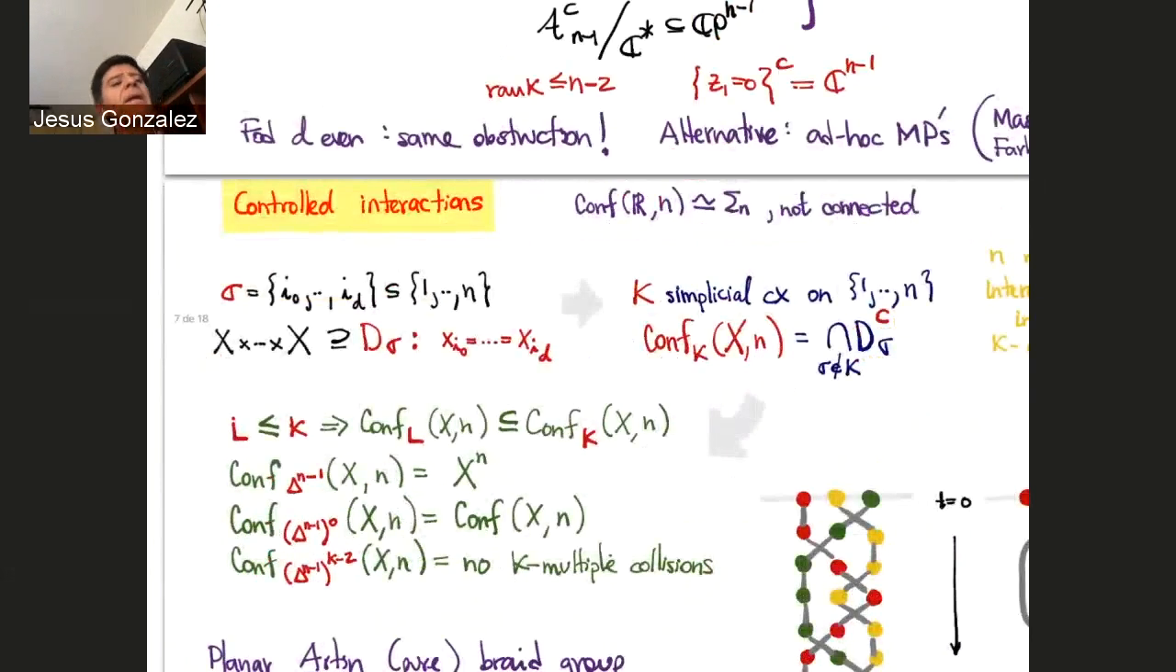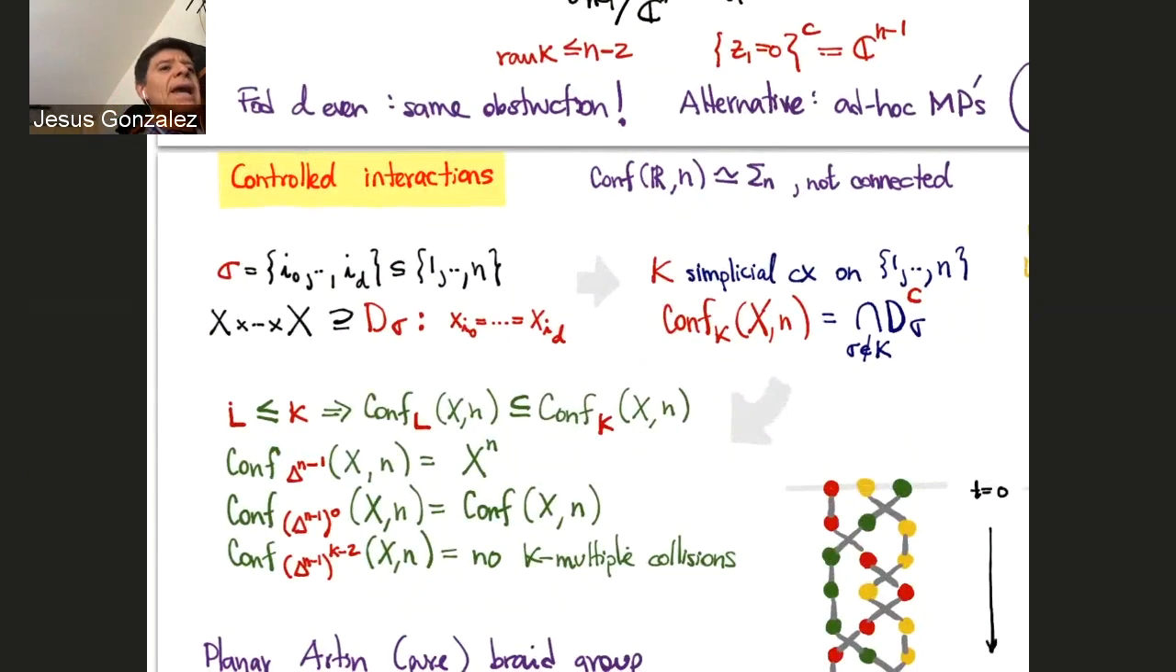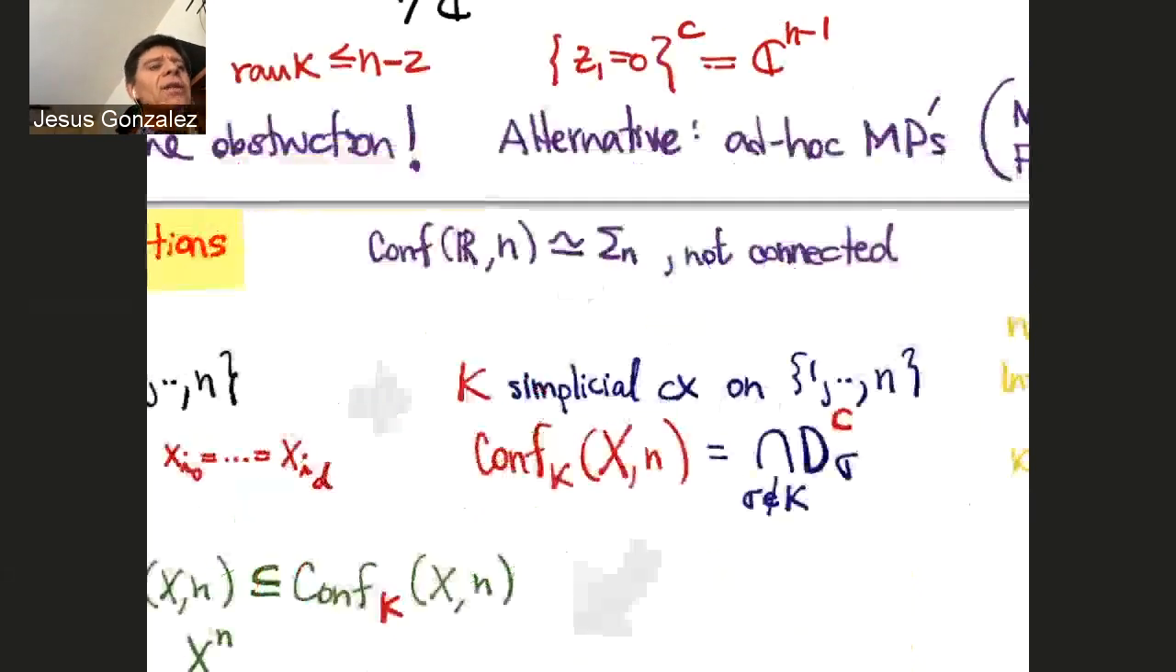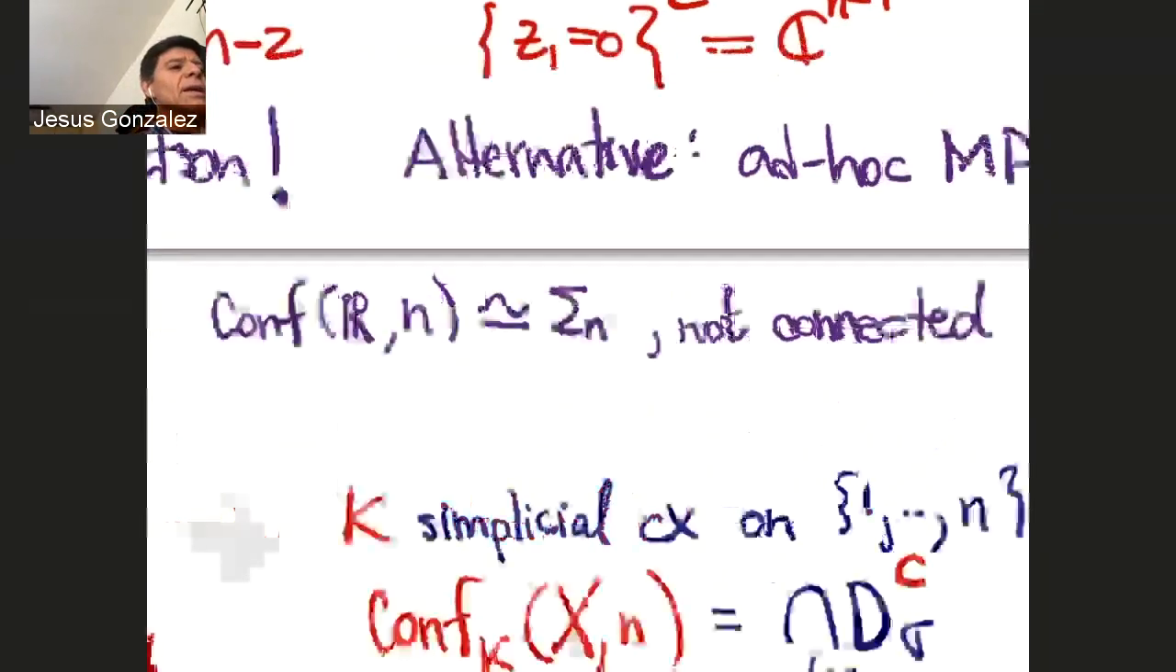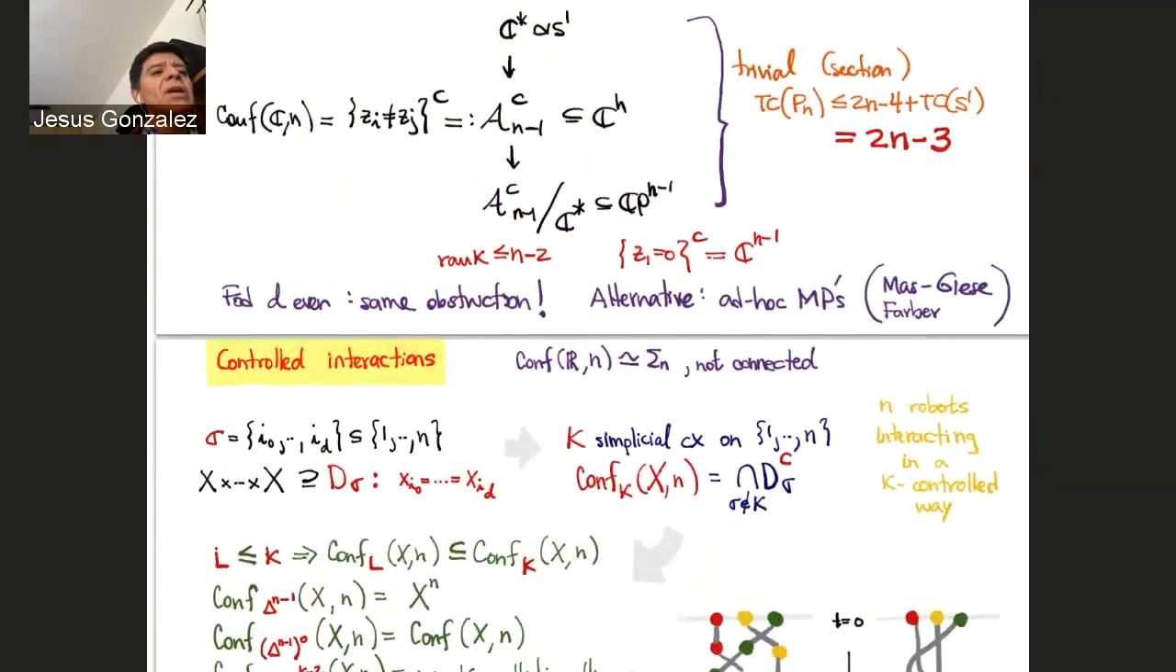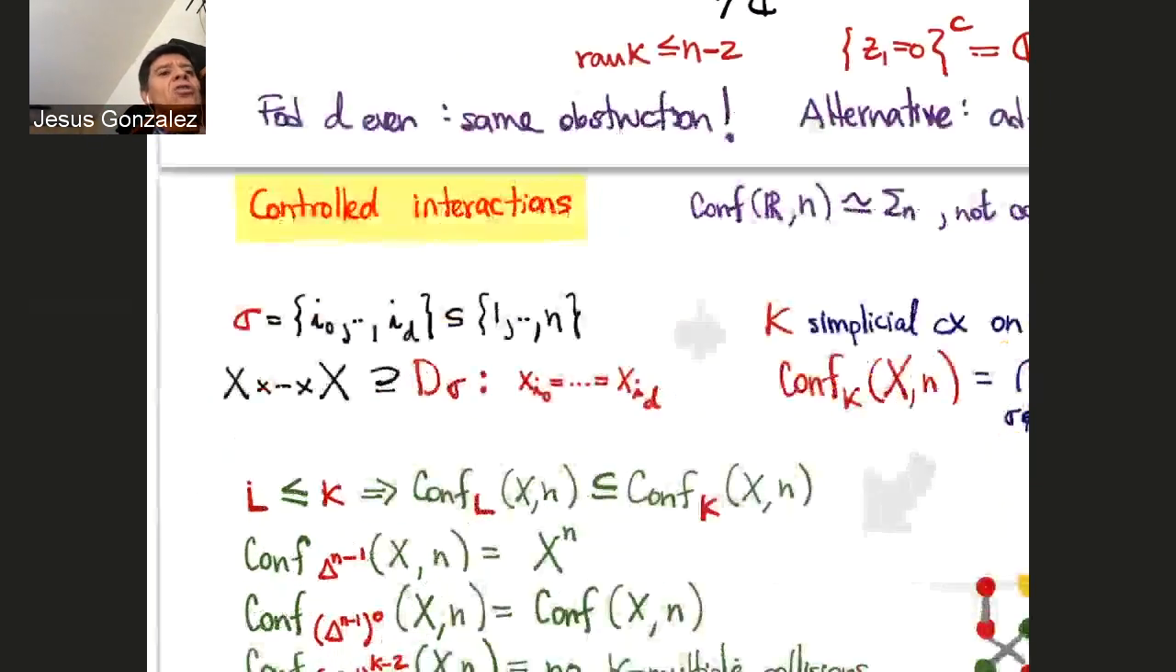Now, let me mention this second example. This is the case where I have controlled interactions, a controlled number of collisions. Notice that in what I just said, I am not considering the case of configurations of endpoints in R, because this is not a connected space. And if I want to plan the motion, I better have paths joining any possible pair of points. But now what I can do is restrict the definition of configuration spaces so as to allow a path-connected space.